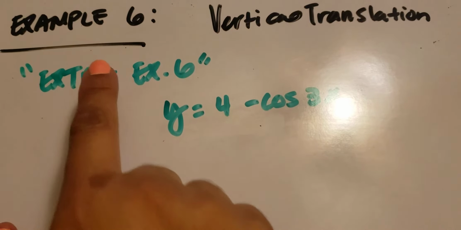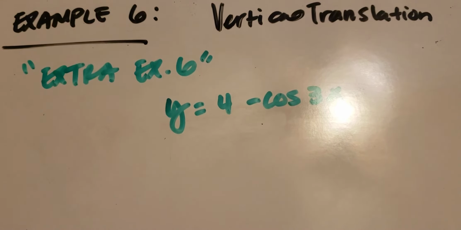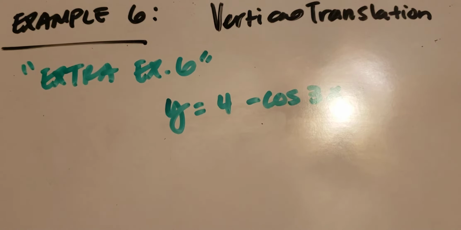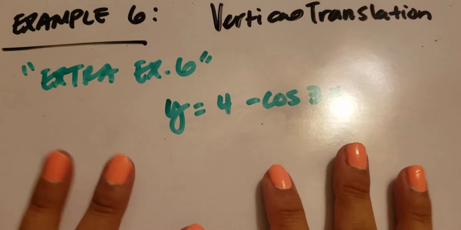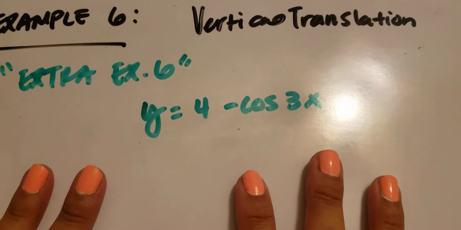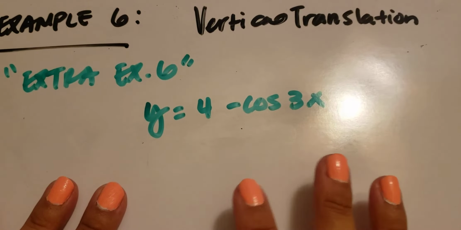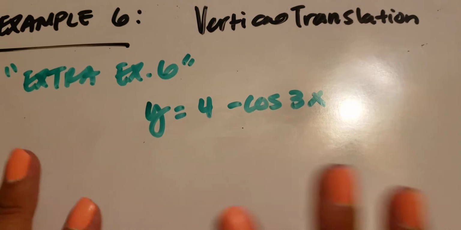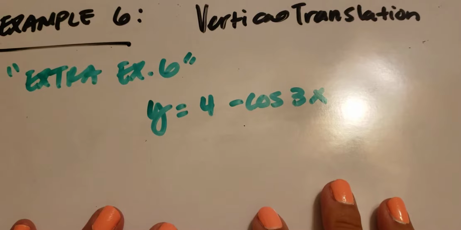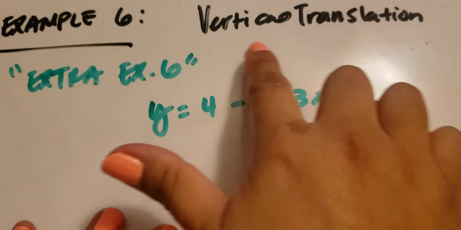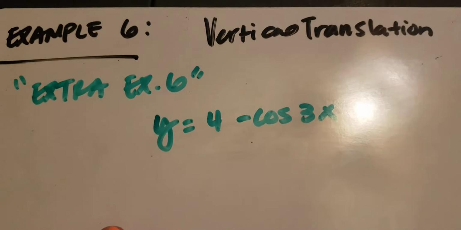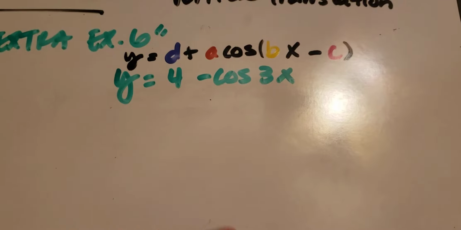In example 6, basically what they want from you is to use a graphing utility to analyze the graph of y equals 4 minus cosine of 3x. We can totally do that, but I want us to do as much as we can without a calculator, and then I'll show you how to utilize a calculator. And in example 6, they introduce vertical translation. All right, let's get started.